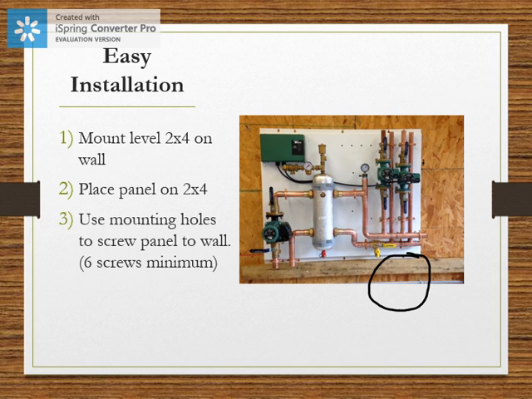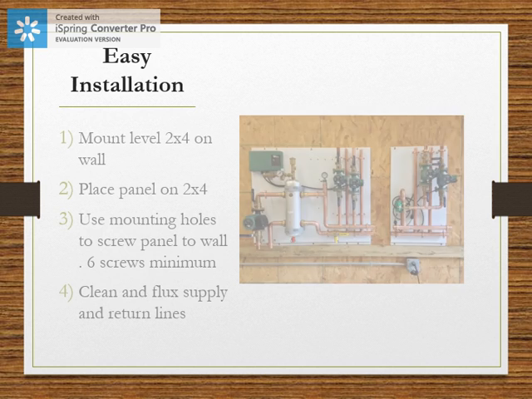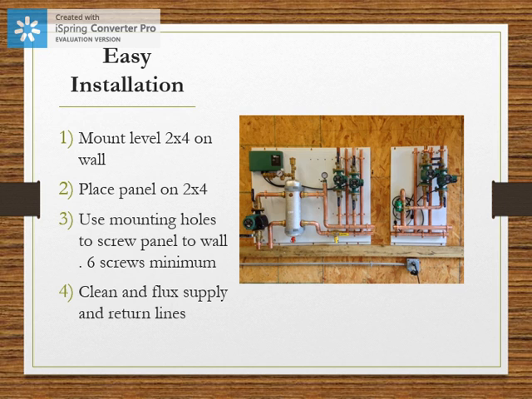Installing the prefabricated panels is extremely simple. Decide how high you want your panel system and then mount a level 2x4 on the wall to rest and align your panels. Install the base panel first and use at least 6 screws to hold the panel. Clean and flux the connecting supply and return of the base and add-on panels. Install couplings on the base panel supply and return. Then place the add-on panel onto the 2x4.